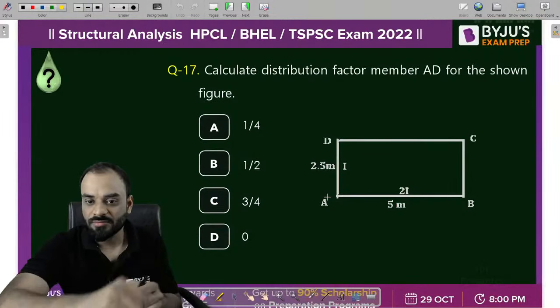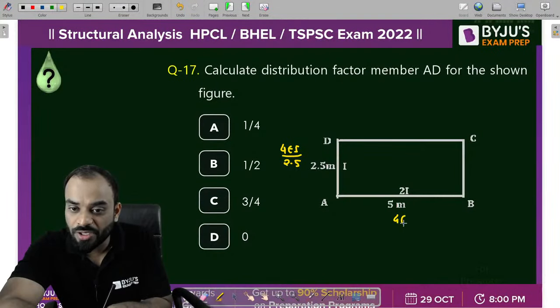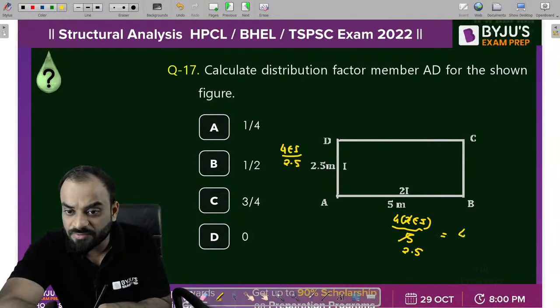Very easy question. You know that the stiffness for this member is 4 EI by L. L is equal to how much? 2.5. In this case, it should be 4 into 2 EI we need to write and divide by 5. Now, guys, you can see here, I can cancel this particular value. This particular stiffness is also 4 EI by 2.5.